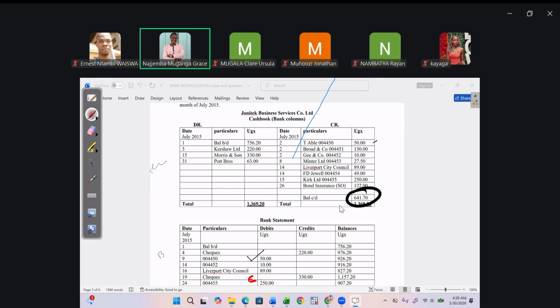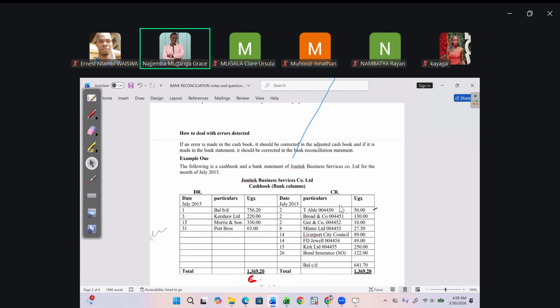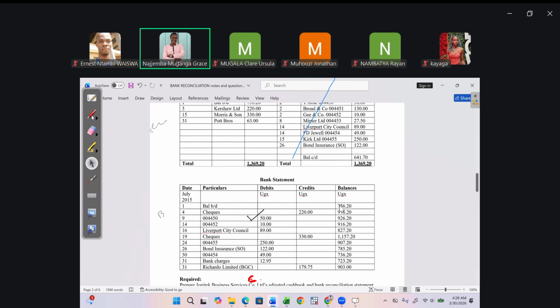First of all, let's see the difference if we are to analyze this question. This is the cash book, and they are reporting that their balance should be 641. But in the bank statement, the balance is normally the last one here because these are cumulative figures. In the bank, they are saying the balance should be 903, but in the cash book, they state that it should be 641. So we start by adjusting this balance.